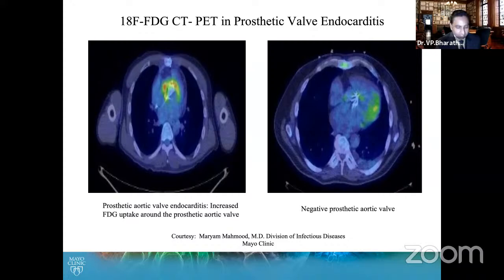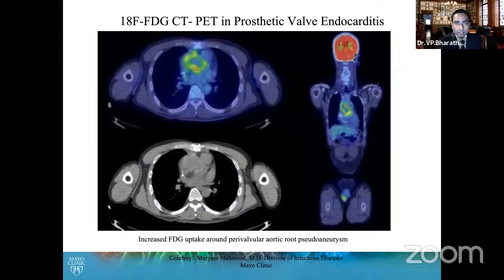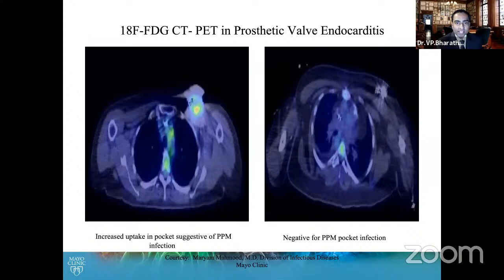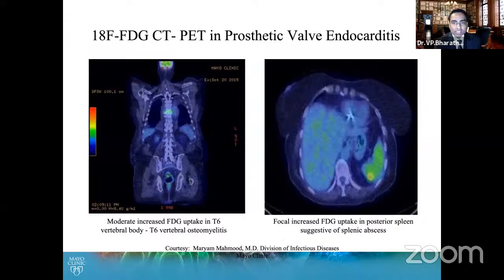Here you can see focal and heterogeneous uptake along the aortic arch, again, a prosthetic aortic arch. Here you can see uptake in the pacemaker pocket.